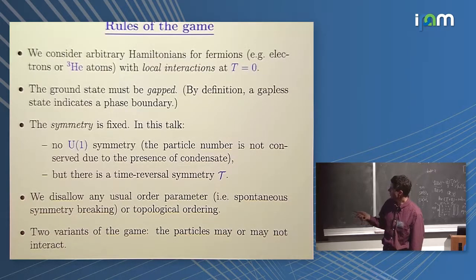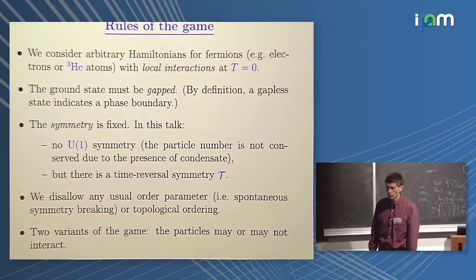We consider arbitrary Hamiltonians for fermions with local interactions at zero temperature. Another constraint is that at zero temperature there must be a gapped ground state, meaning that any excitation has some constant energy relative to the ground state. We also use symmetry. One can consider systems without any symmetry constraint, but in this talk, the main example uses the time reversal symmetry. There will be no U(1) symmetry, and therefore the particle number is not conserved. The particles are only conserved modulo 2.